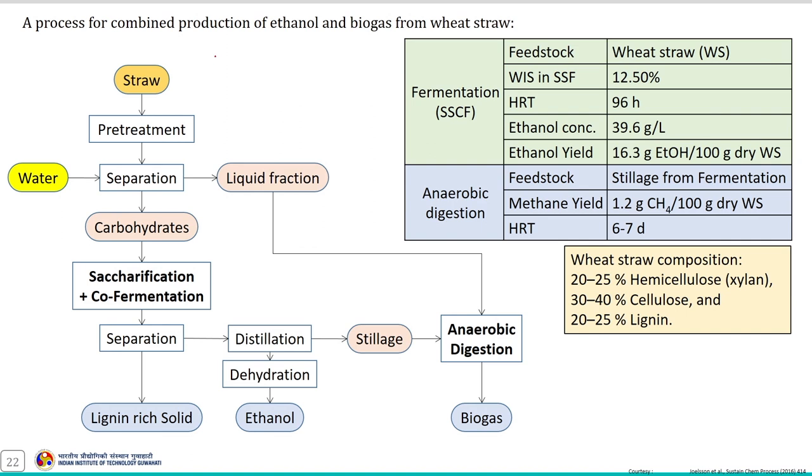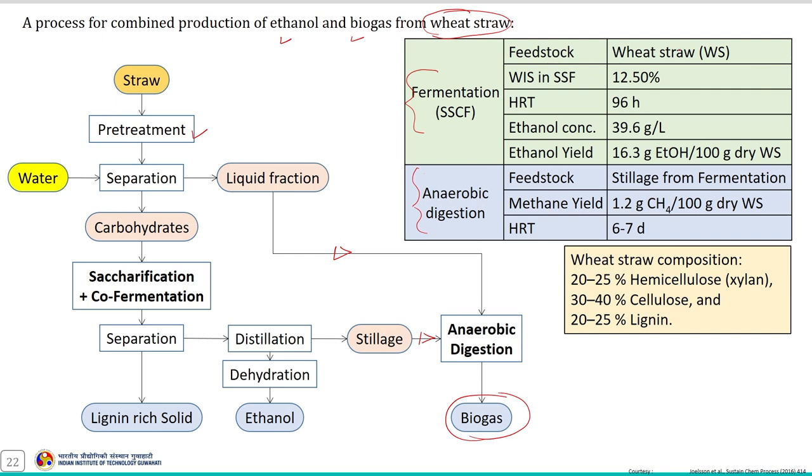The configuration of combined production of ethanol and biogas from wheat straw is shown in the following schematic here. The hydrolyzate that was obtained after the pretreatment, mostly a C5 stream, and the liquid fraction obtained after the distillation residue is used in the anaerobic digestion to produce biogas. This table here indicates the fermentation operation, and this particular part of the table indicates the anaerobic digestion operation.